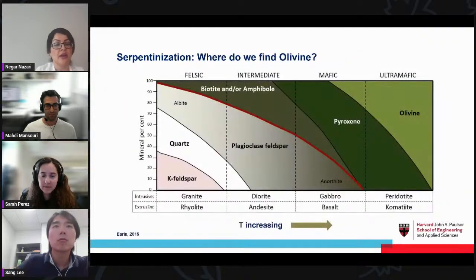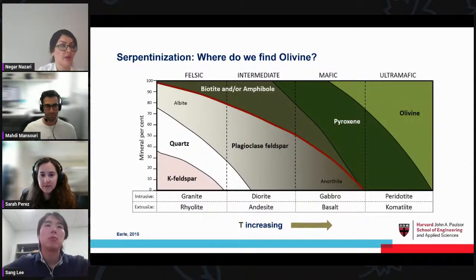So where do we find olivine? The plot shows igneous rocks all the way from felsic to ultramafic. On the left side, in the felsic part, we have granite. Granite contains a lot of quartz, feldspar, albite, and some mica. But when we go to the right of the plot, with increasing temperature, in the mafic and ultramafic region we run into pyroxene and olivine. Those are the ones that have the potential, so we need to focus on those rocks.